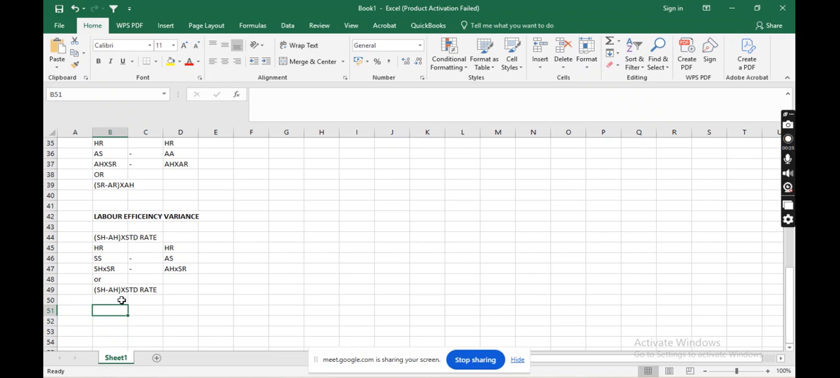Now, quickly, should I define it? SH is what? Standard hour. Then what else? This is actual hour. Another thing again, SR, standard rate.